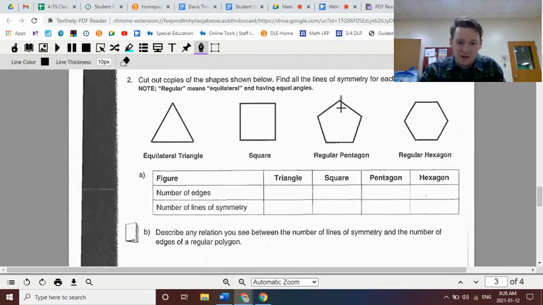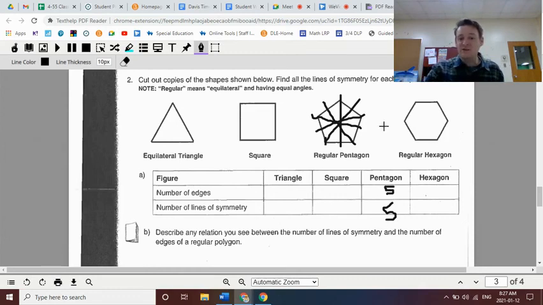I made a line of symmetry kind of through the top down like that. I was able to make a line of symmetry like that. And I made one coming through like this. So from a top vertex through to the middle of the bottom base, I've been able to make lines of symmetry. And well, that's interesting. I have 5 lines of symmetry. So here I have 5 edges, and I have 5 lines of symmetry.